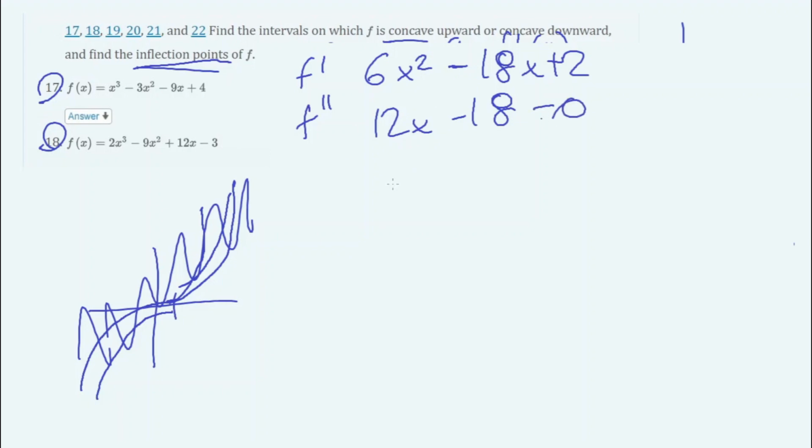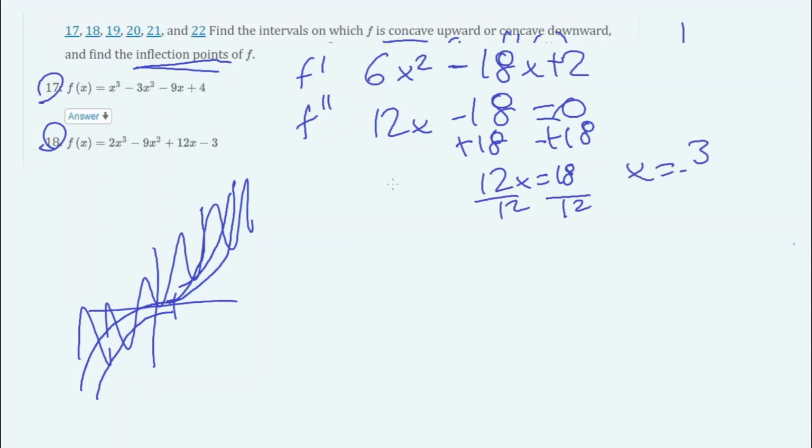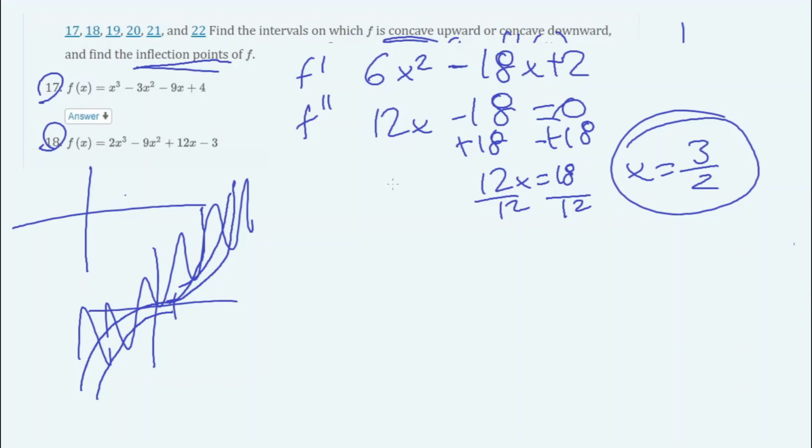Now all we need to do is solve for 0 so we get the inflection point. We can add 18 on both sides, so we're going to have 12x equals 18. Divide by 12, and we're going to have x is equal to 3 over 2. So that is our inflection point, and now we need to find out the concavity in both directions. So let's draw another graph. So this is 3 over 2. Let's find out what the concavity is to the left.